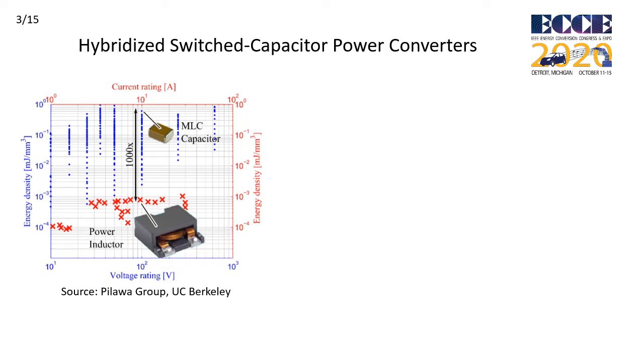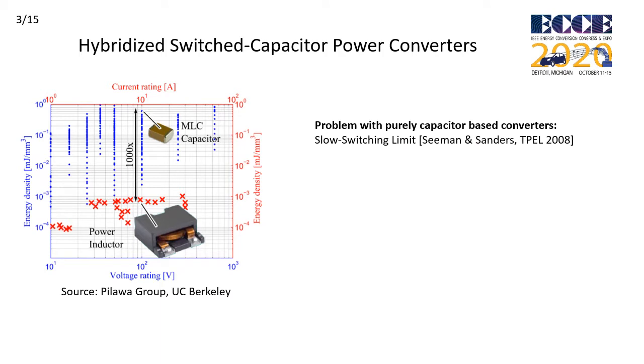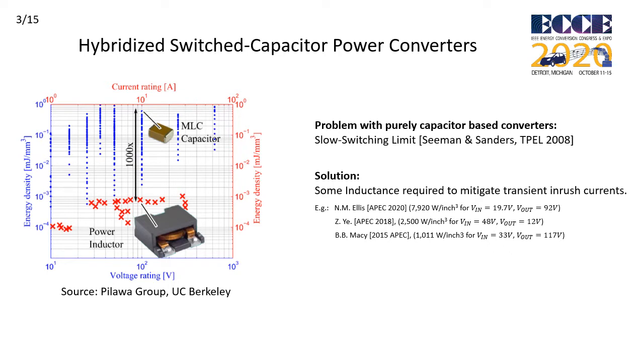However, there exists a problem which has been defined as the slow switching limit. This describes transient inrush currents which occur due to voltage mismatch across fly capacitors and results in a CV squared charge sharing loss, which increases dramatically with increased load and subsequent fly capacitor voltage ripple. To surmount this, hybridized switched capacitor converters utilize some small inductance to remove these transient inrush currents, thereby making converters which predominantly rely on capacitive energy transfer highly effective.